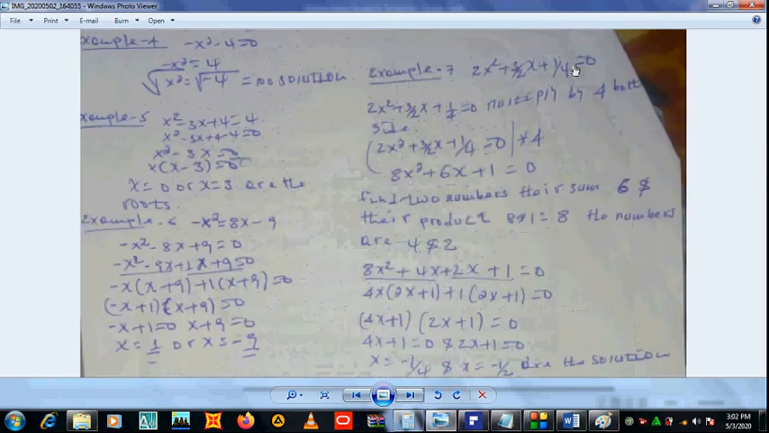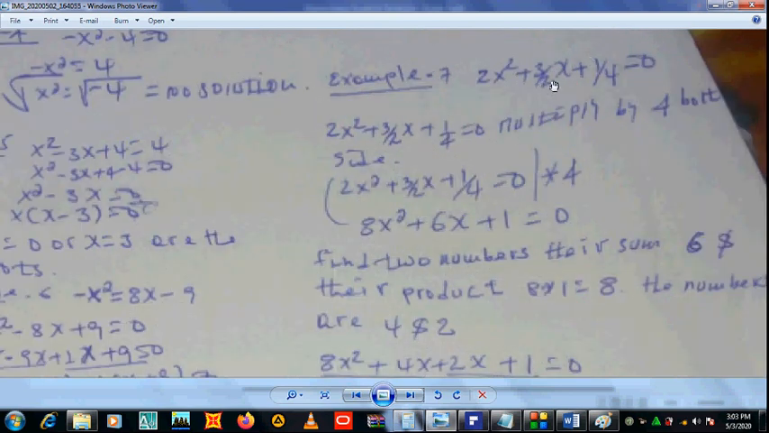Okay. Example 7. 2x square plus 3 over 2 x plus 1 over 4 equals 0. What's the step to proceed? Before proceeding, we clear the fractions. There is a fraction, 3 over 2 and 1 over 4. In order to remove these fractions, multiply by 4 on both sides.